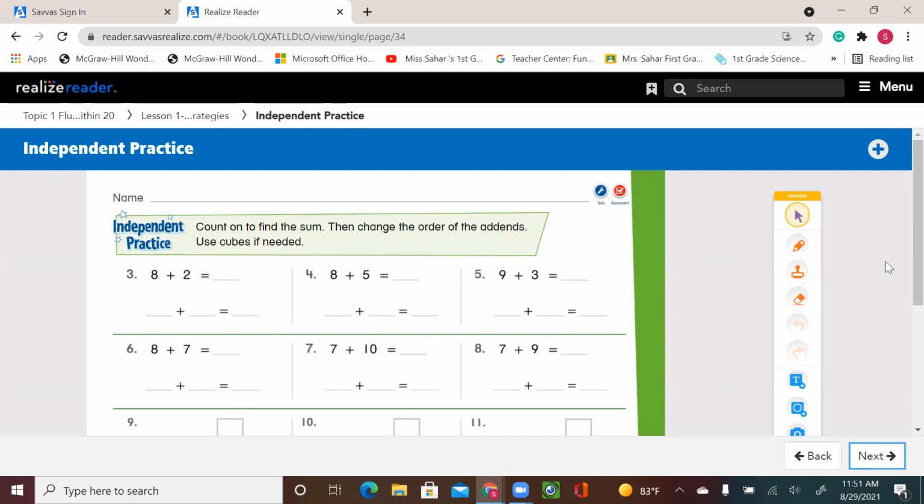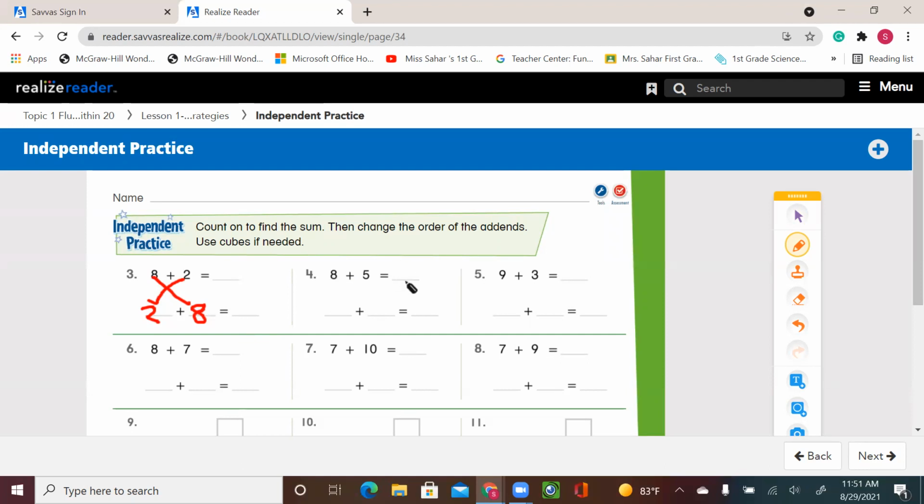And then after that, you're going to change the order of the addends. So you're going to start with 2, and then you're going to add 8. So you're going to write 2 plus 8, and then you're going to put your answer. Your answer should be the same. Same for number 4, 8 plus 5.